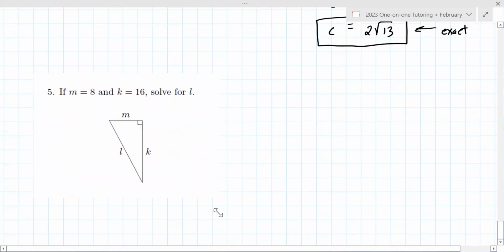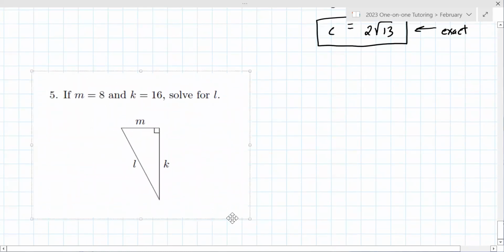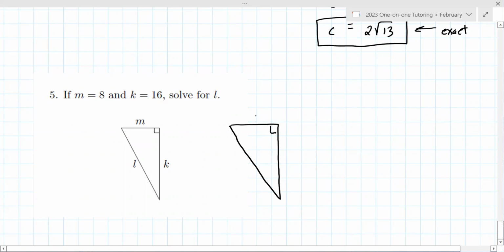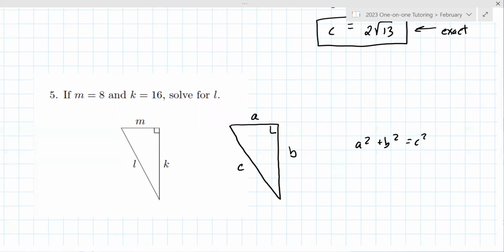Sometimes the triangles are oriented differently, but you just have to flip them. You have to remember that the two legs, which are near the 90 degree angle, are A and B, and the hypotenuse is C. Pythagorean theorem still applies. So I'd like you to give this one a try. It's a little more difficult than the ones we've been doing, but I think you can do it. If you have questions, please ask, but I'll wait for you to give me an answer.